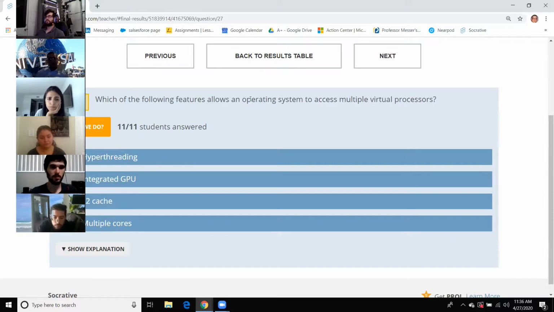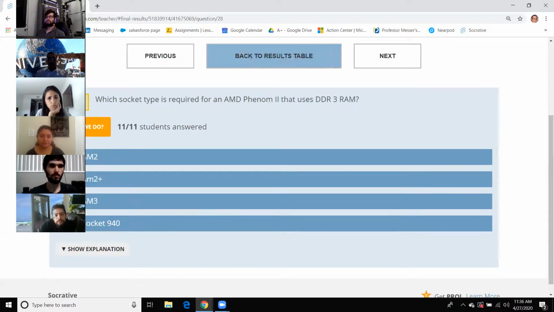Which of the following features allows an operating system to access multiple virtual processors? Hyper-threading. A. That is correct. A is hyper-threading. We've stated also that I believe the latest and greatest ones of AMD also have something similar to that. I think they call it something else, we said.